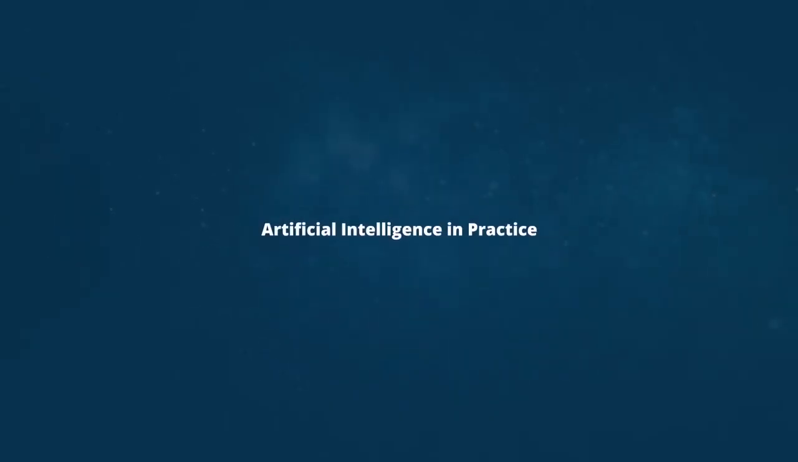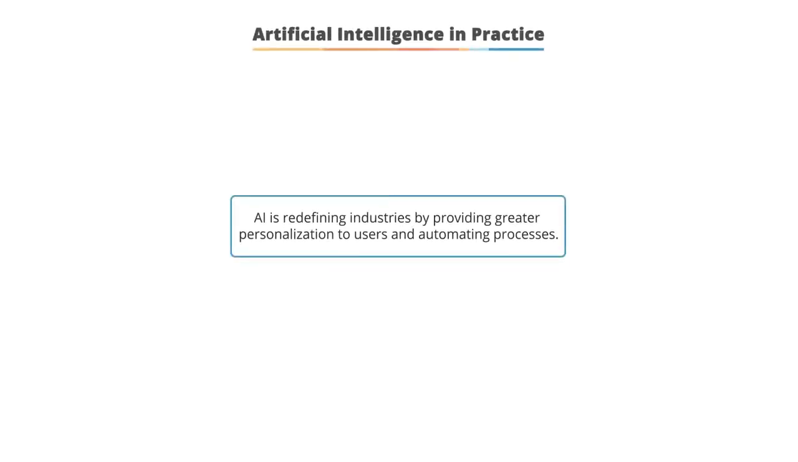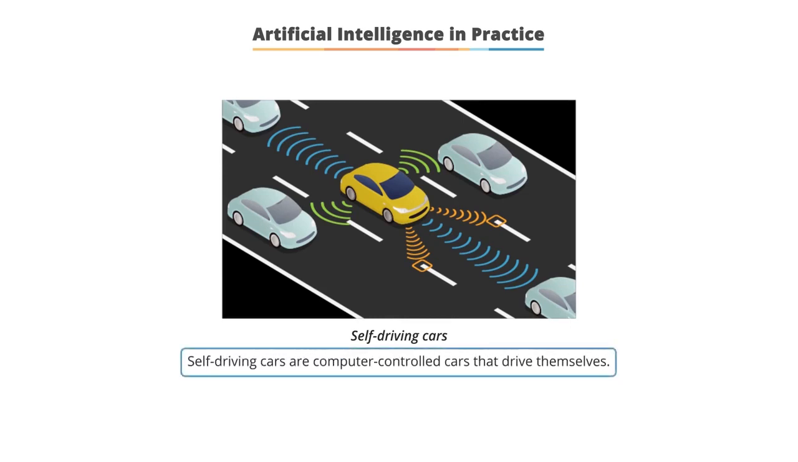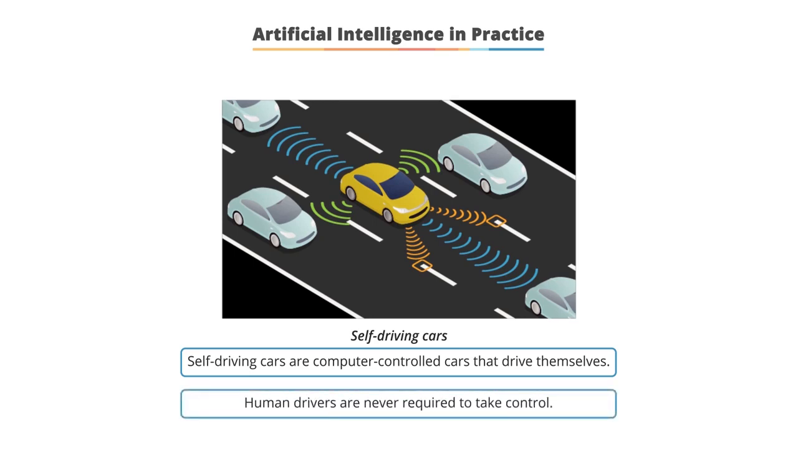Let's look at some of the areas where artificial intelligence is used. Artificial intelligence is redefining industries by providing greater personalization to users and automating processes. One example of artificial intelligence in practice is self-driving cars. Self-driving cars are computer-controlled cars that drive themselves. In these cars, human drivers are never required to take control to safely operate the vehicle. These cars are also known as autonomous or driverless cars.